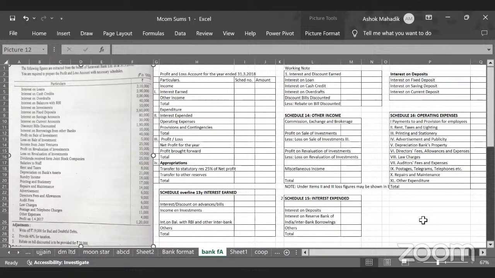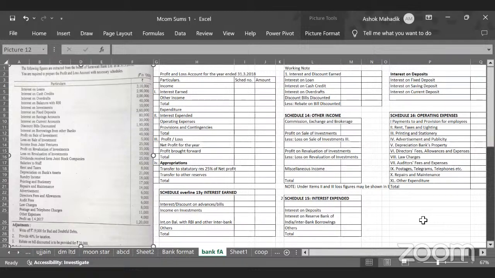Profit on 1st April 2017. So this is opening profit. Okay, so in the format I had shown you that if opening profit is given, we will include that in your P&L account balance. Okay, I'll show you when we solve this.